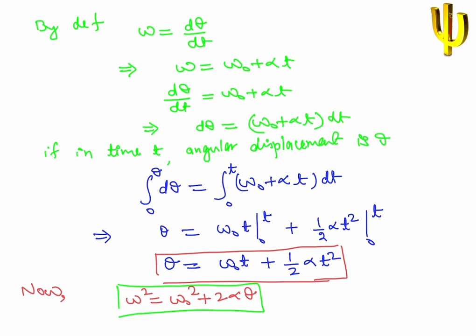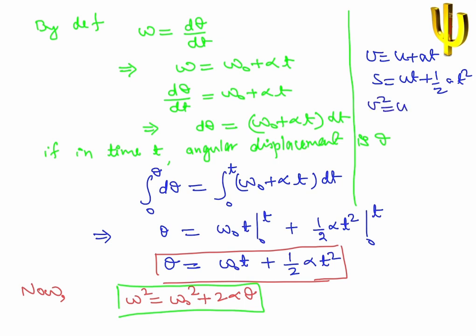These are known as the equations of rotational motion, analogous to the equations of translatory motion, which are v is equal to u plus at, s is equal to ut plus half at square, and v square is equal to u square plus 2as, where v and u are the speeds of the particle or body at time t is equal to t and time t is equal to 0 respectively, a is the linear acceleration, and s is the linear displacement of the particular body.